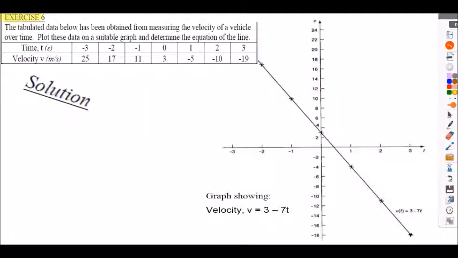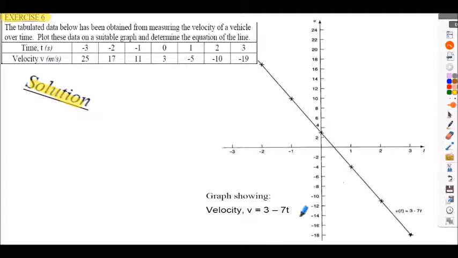Here's the exercise 6 solution. Here's the graph plotted of the points. They seem to lie nicely on the line. You can clearly see the intercept in this particular case is 3. So the gradient of the line is obviously negative because of its direction. And if you work out the gradient, you should find the gradient is -7.